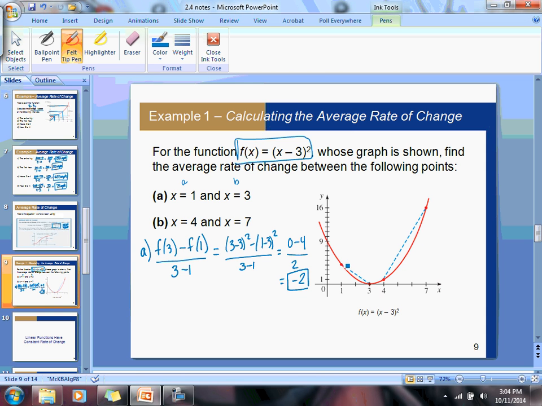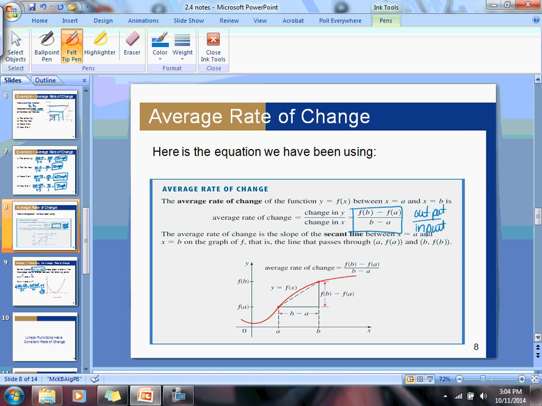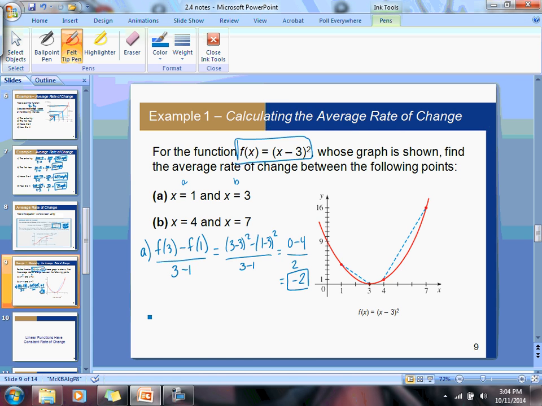And that's what these little dashed lines are showing here. This little dashed line goes from 1 to 3, and notice that that part of the parabola is going down. So it makes sense that our average rate of change should be negative, because that little dashed blue line is going down, has a negative slope. Whoops. And then we're going to try that again for part B.